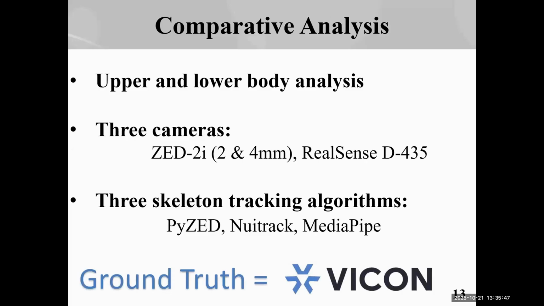In our comparative analysis, we focused on two research areas. The first one is the upper body, focusing on the hand movement, and the second is the lower body, focusing mostly on the knee. We tested three cameras: the ZED 2i from Stereolabs, for which we used two different lenses, the 2mm and the 4mm, and the RealSense camera from Intel. We use three skeleton tracking tools: PyZED, which integrates with the ZED camera, and Nuitrack and MediaPipe, which are used with the RealSense. Each combination is compared to our ground truth, the Vicon motion system, which is a gold standard.